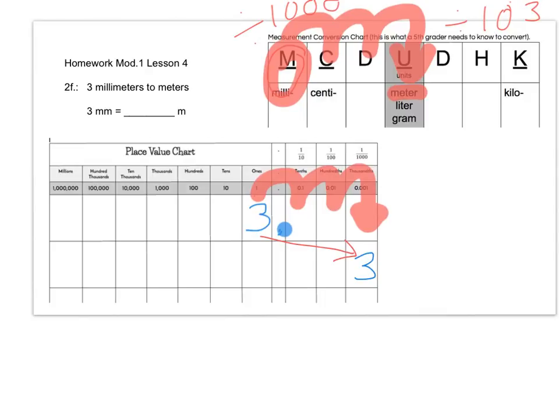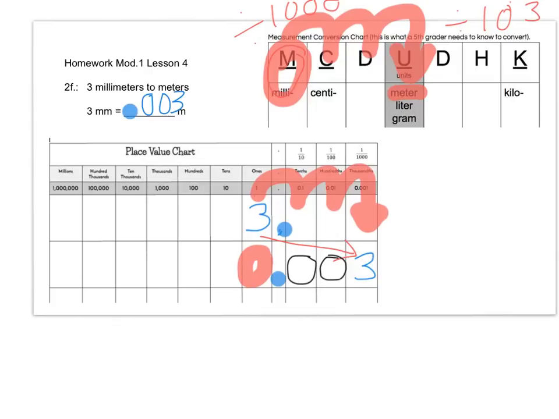And then we need some placeholders. So there's a 0 placeholder here and a 0 placeholder here. And we want to remember our decimal, which is here. And we also want to remember to write our placeholder there for a 0. So our answer would be 3 thousandths or 0.003. So we'd have 0.003 meters or 3 thousandths of a meter.